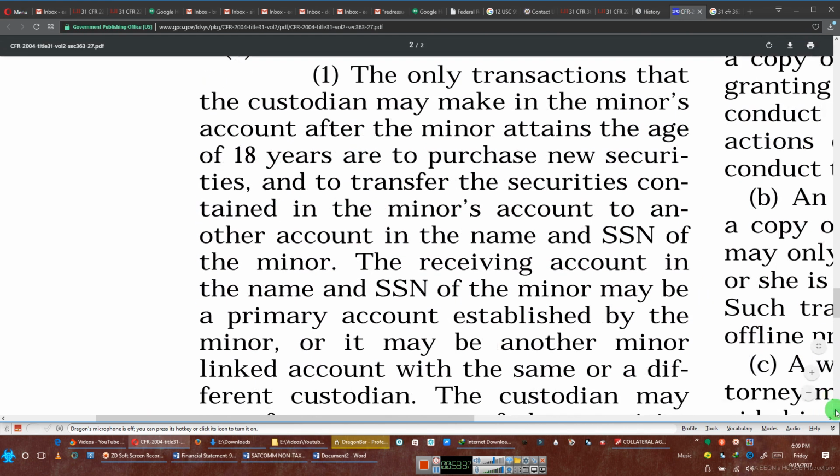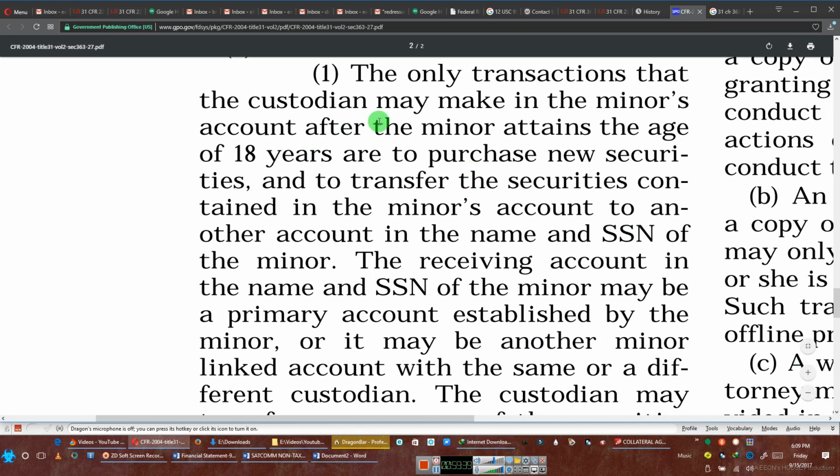Anyway, the only limited transaction the custodian may make in a minor's account after the minor attains the age of 18 are to purchase new securities and to transfer securities contained in a minor's account to another account in the name and social security number of the minor. The receiving account in the name and social security number of the minor may be a primary account established by the minor, that's you, in Treasury Direct, or it may be another minor-linked account for the same or a different custodian. Uh-oh, there might be a different custodian.